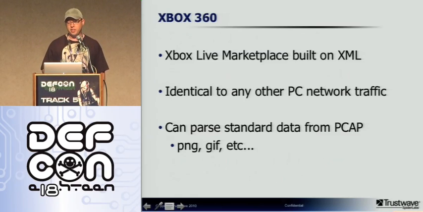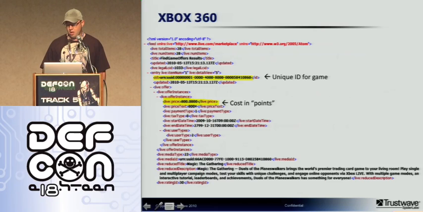So first, the 360. The Xbox Live Marketplace is really built on XML, no surprise there. Again, it's identical to other PC traffic that you might see, and you can parse the data from the PCAP. You can extract stuff using something like Foremost or NetworkMiner, and pull out images, files, whatever's getting browsed through. And here's a sample of an XML page that you'd see if you were to do some PCAP analysis.